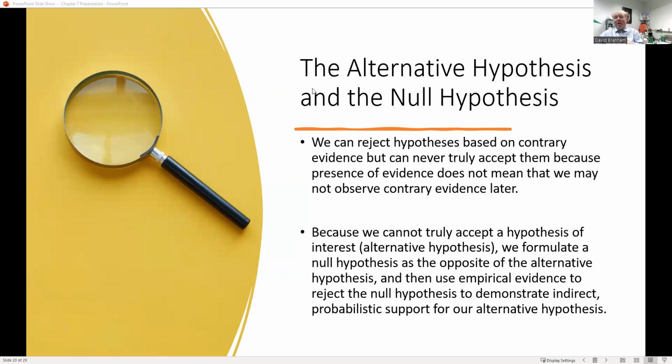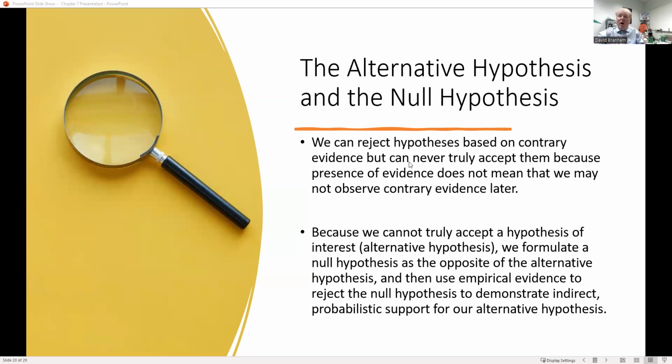Because we cannot truly accept a hypothesis of interest, the alternative hypothesis, we formulate a null hypothesis as the opposite of the alternative hypothesis. That's what we do in statistics. We formulate the null hypothesis. It's the opposite of the alternative hypothesis. We're going to state our alternative hypothesis, but then we're going to use empirical evidence to reject the null hypothesis to demonstrate indirect probabilistic support of our alternative hypothesis. So understand, we can't accept a hypothesis, but we can say the evidence rejects this.